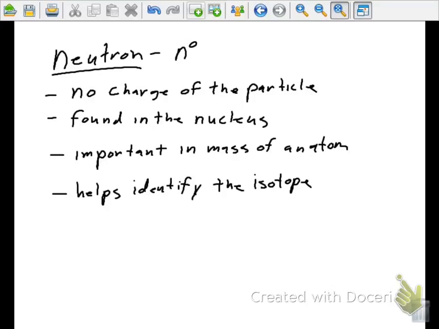But every element has a certain number of isotopes. Some of them have a couple, and some of them have lots, depending upon what kind of isotope it is. So we're going to get into this discussion of isotopes and how they're written out.